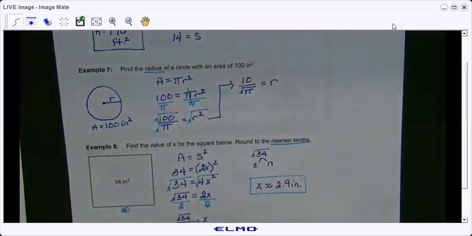Okay. Now, does anyone remember the rule about having a square root in the denominator? You can't have a square root in the denominator. So what should we do? I heard somebody say it. Multiply both the numerator and the denominator by pi.